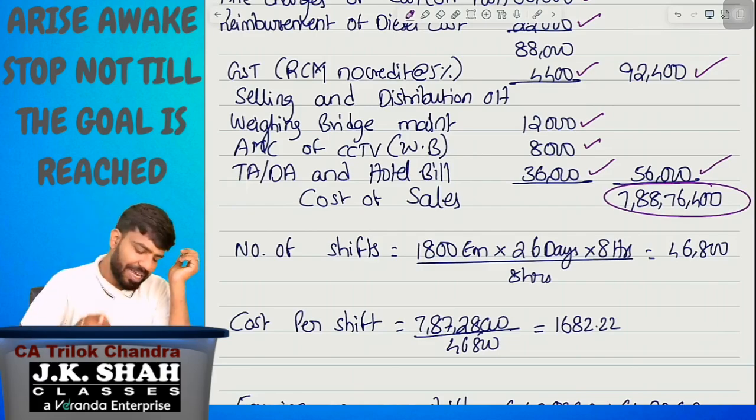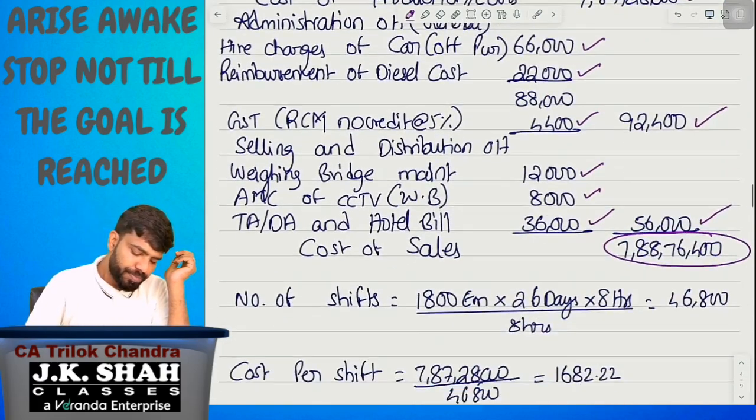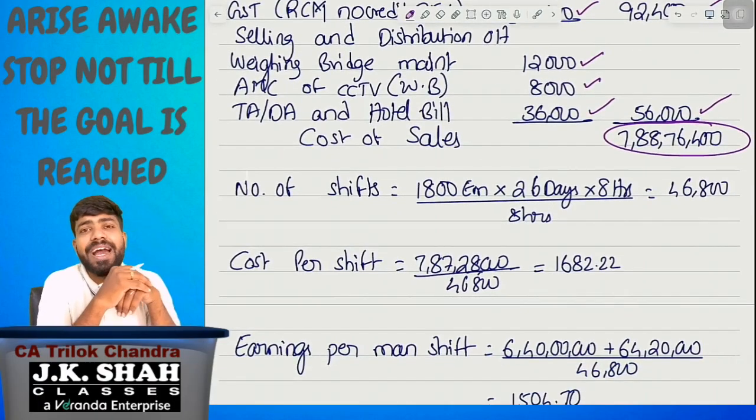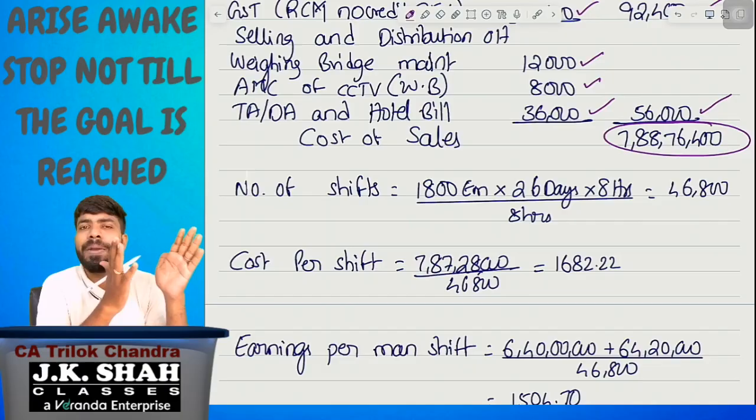Have you understood this? Next, the number of shifts, because they are calculating earnings per man shift and output per man shift. These are the basis, so we need to calculate the number of shifts. How to calculate the number of shifts?